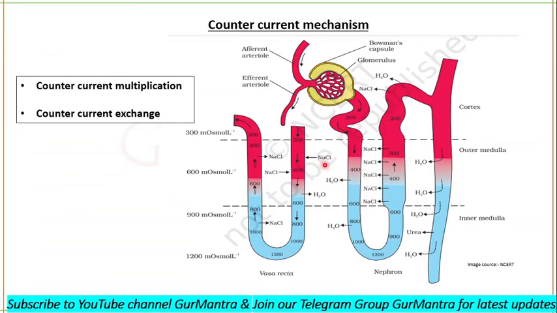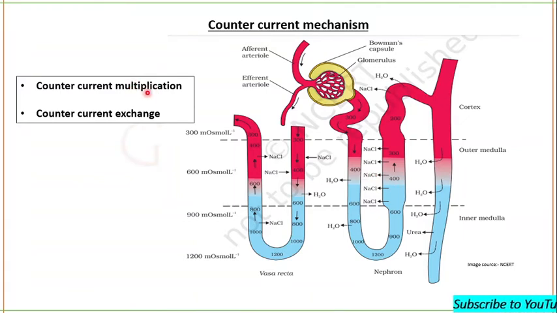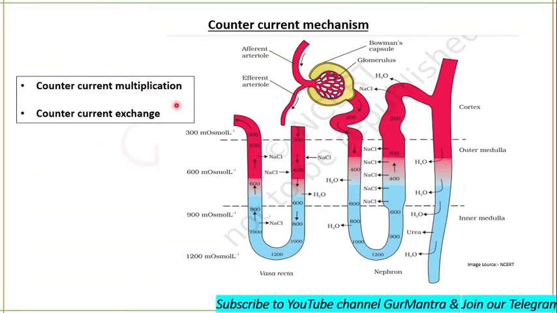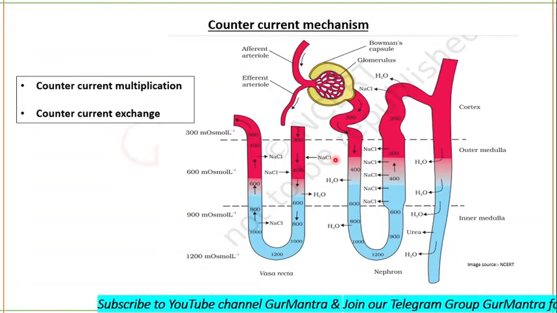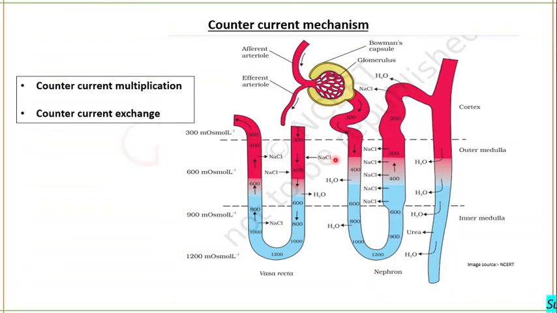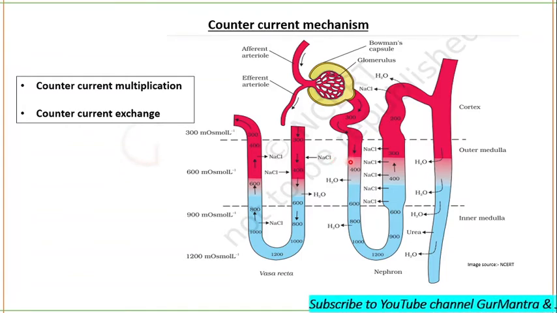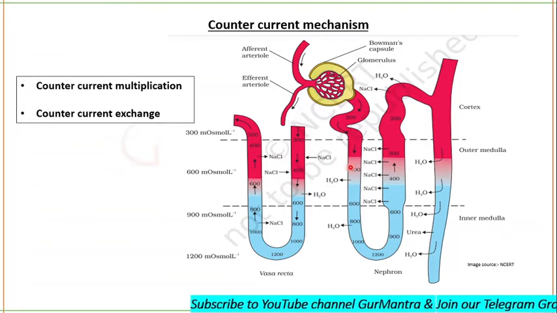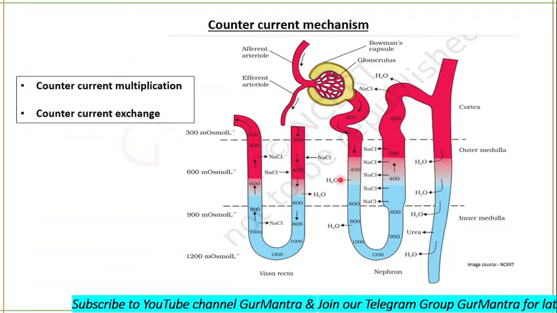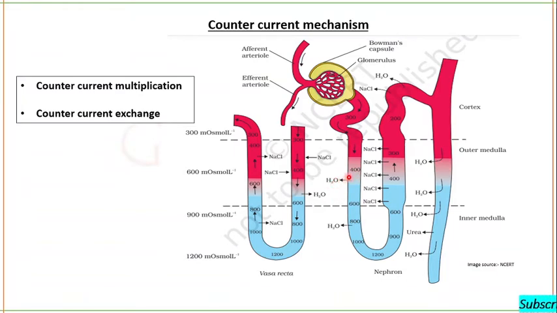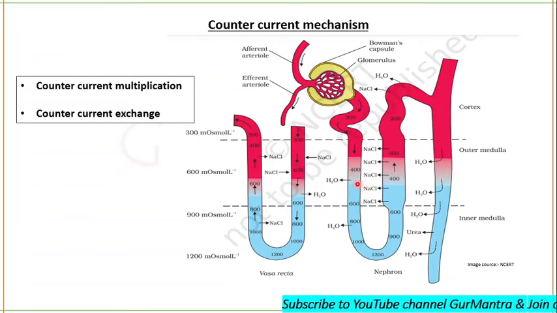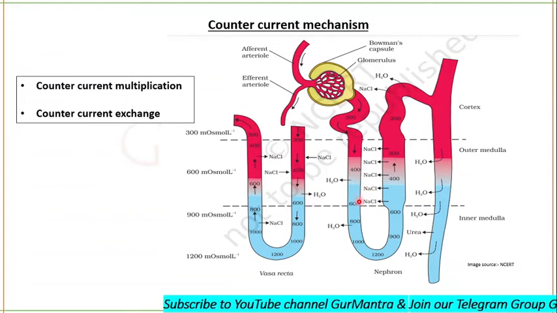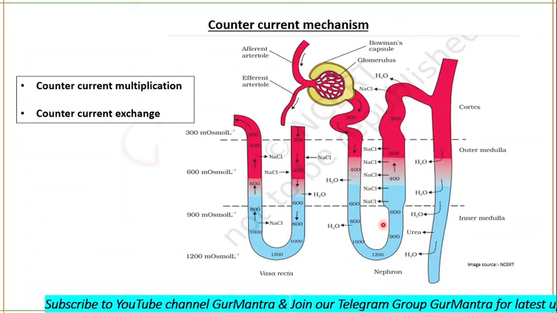Okay, so let's first talk about countercurrent multiplication. It is a process by which you will see a progressive increase in the osmotic gradient of the interstitial fluid of the renal medulla as a result of countercurrent flow. Countercurrent multiplication involves the long loops of the juxtamedullary nephron.